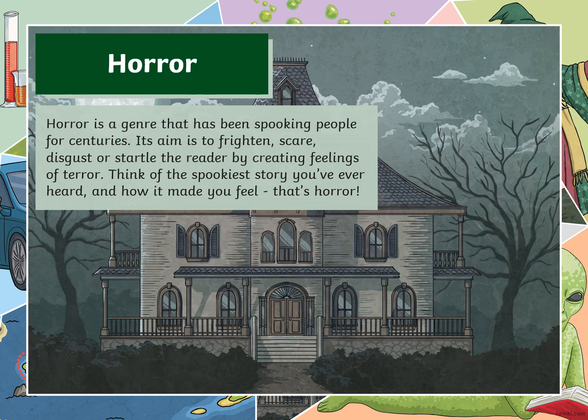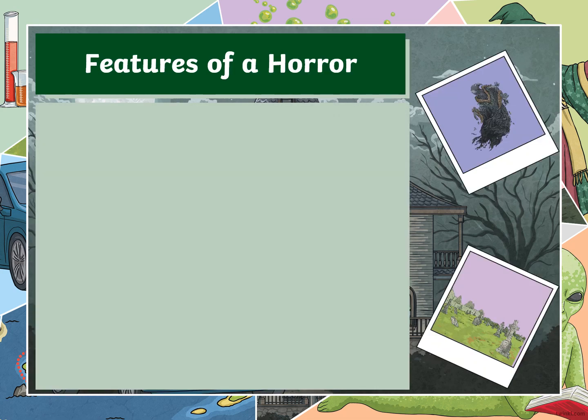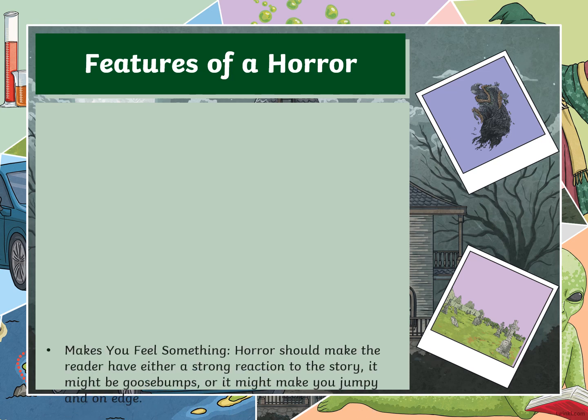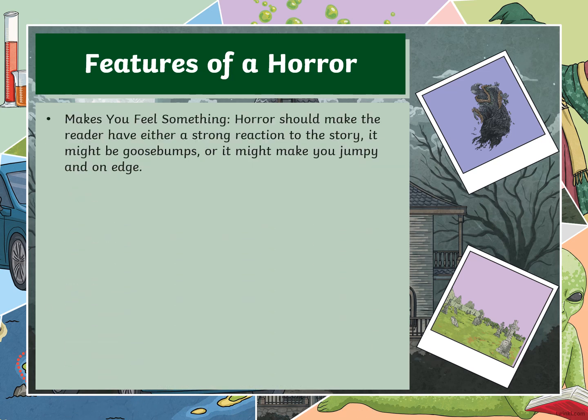It's aimed to frighten or scare or disgust or startle the reader by creating feelings of terror. Think of the spookiest story you have ever heard and how it made you feel. That's horror. Features of a horror story: makes you feel something. Horror should make the reader have a strong reaction to the story, it might be goosebumps, or it might be jumpy or on the edge.